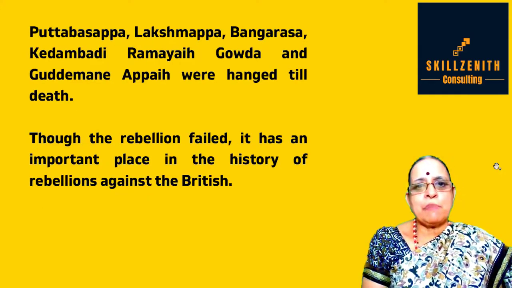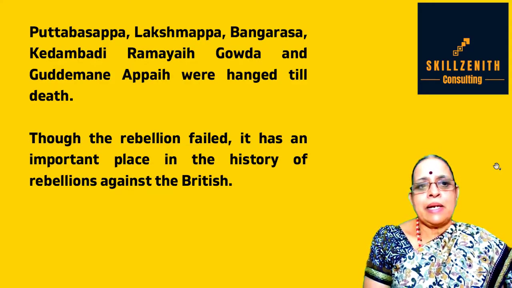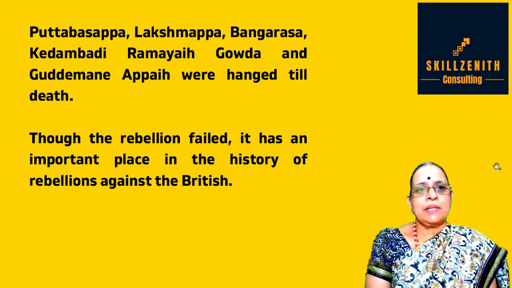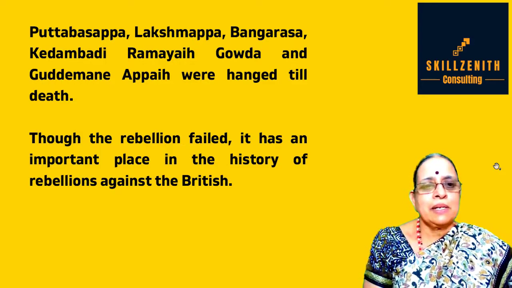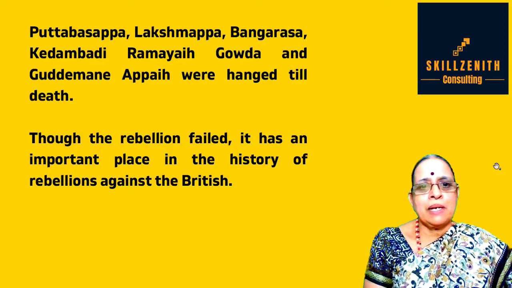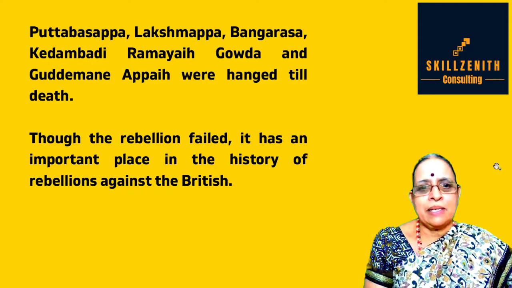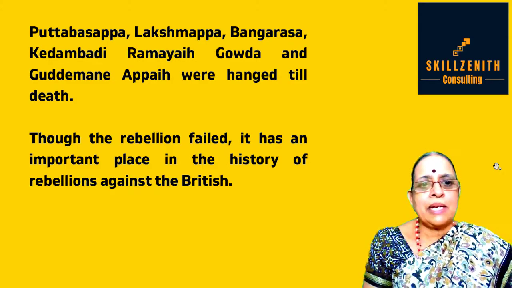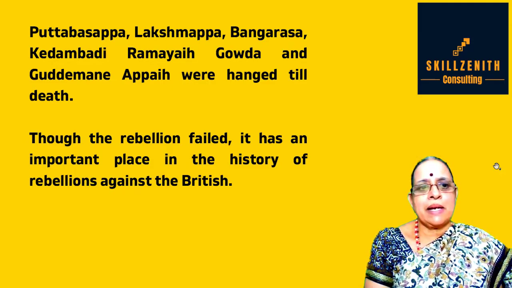Puttabasappa, Lakshmappa, Bhangarasa, Kedambadi Ramaya Gowda and Guddemane Appaya were hanged till death. They were all rebels, followers of Puttabasappa. Now what happened? They were all caught by the British and hanged till death. So the British caught these people and hanged them to death.